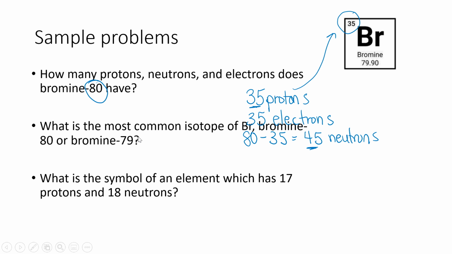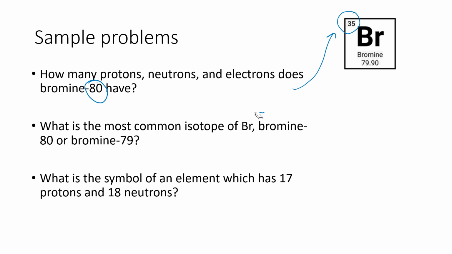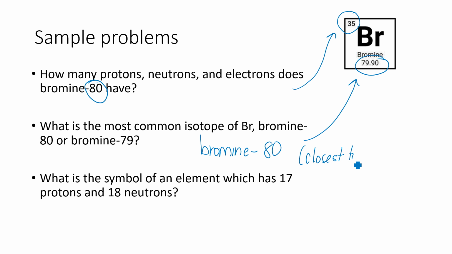Okay, I did these out of order. So this one: what is the most common isotope of bromine? Is it bromine 80 or bromine 79? There are 2 versions of bromine out there in the world. Let me erase this for a moment so you can see it. It looks like the average mass is closest to 80, so I'm going to assume that bromine 80 is the most common isotope of bromine. It is closest to the average mass.